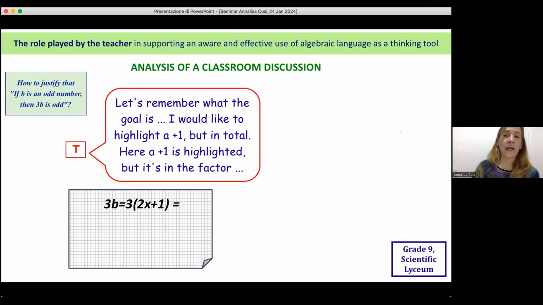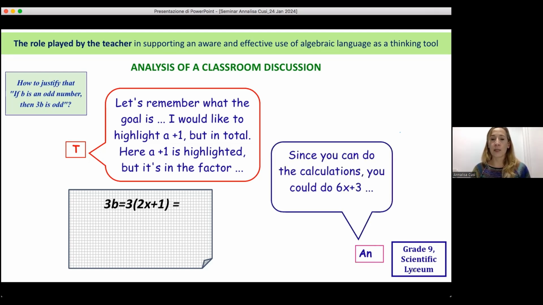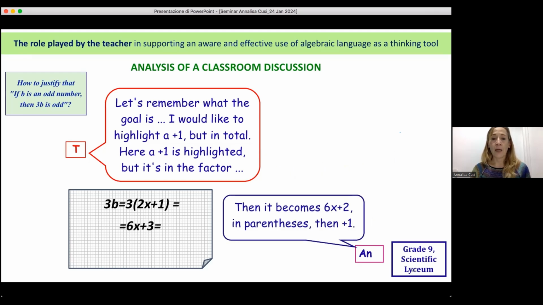Let's read now the last part of this excerpt. The teacher says, this is what she said at the beginning, at the end of the other: Let's remember what the goal is. I would like to highlight a +1, but in total. Here a +1 is highlighted, but it's in the factor. And the student intervenes. She said, since you can do the calculations, you could do 6x + 3. Then it becomes 6x + 2 in parentheses, then +1. So N is really clear the goal of these transformations.